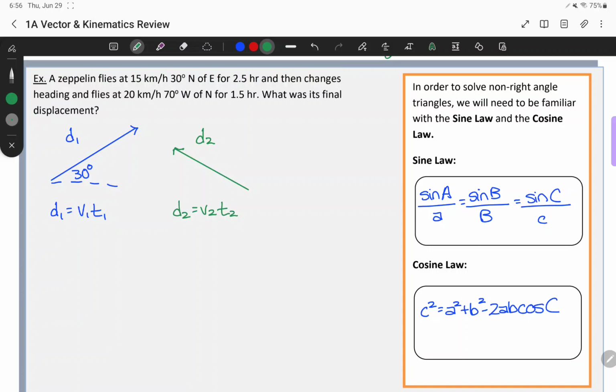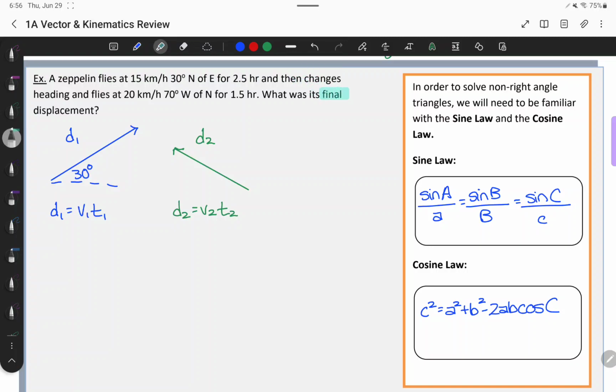We have a Zeppelin flying at 15 kilometers per hour, 30 degrees northeast for 2.5 hours. It then changes heading and flies at 20 kilometers per hour, 70 degrees west of north for 1.5 hours. And we're trying to find its final displacement. So keep an eye out on what you're actually looking for. As much as it's giving us velocities and times, we actually want a final displacement. But as a reminder, we can calculate displacement using velocity and time.